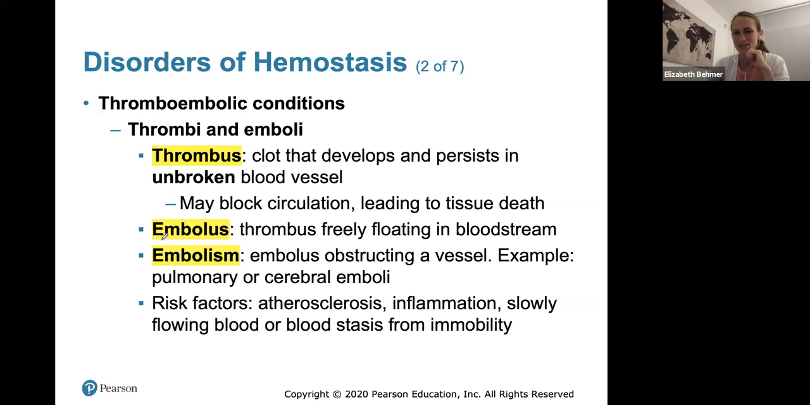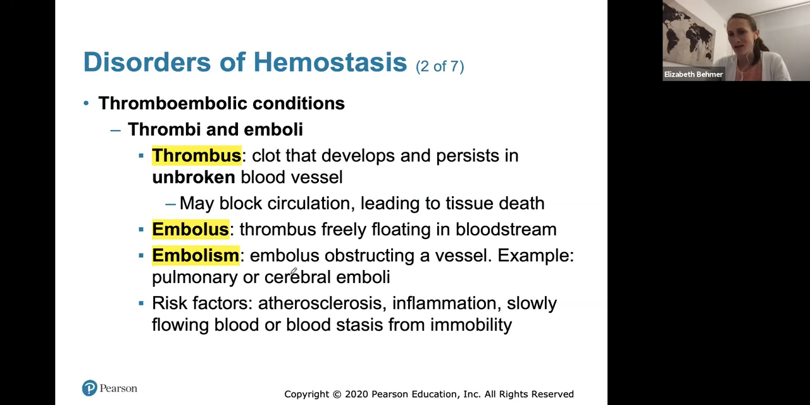An embolus is a thrombus freely floating in your bloodstream. So now let's say the thrombus starts to travel. Maybe it goes up to your brain, maybe it goes to your heart, maybe it goes to your lungs. But when a thrombus is freely floating in the bloodstream, it's called an embolus. And then an embolism is when an embolus actually obstructs a vessel. For example, in your pulmonary arteries, if you have an embolism in your lungs, or a cerebral embolism in your brain.